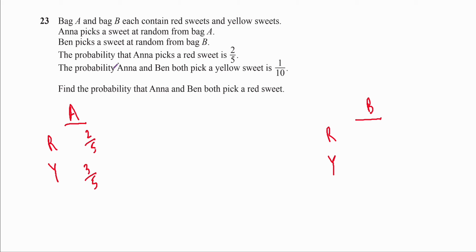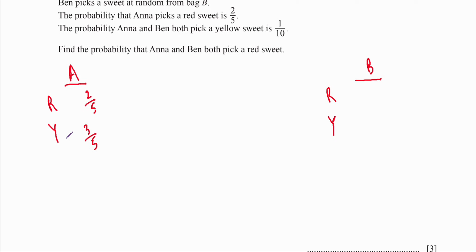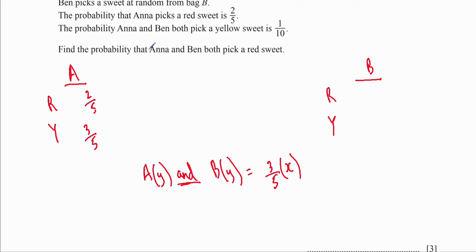So this is okay. And now we know that the probability that Anna and Ben both pick a yellow sweet is 1 over 10. So this means that Anna picks a yellow sweet. So that's Anna, yellow, and Ben picking a yellow. So when you see and, remember this means to multiply. So Anna picking a yellow is 3 over 5. And then Ben picking a yellow, we don't know what that is. So we'll just call it x, for example, okay? So 3 over 5 times x. But we know what that's equal to. That's equal to 1 over 10.